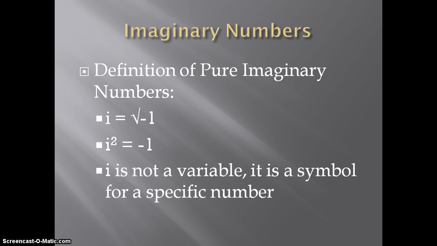Here it's important to remember that i is not a variable, it is a symbol for a specific number. Kind of relate to it where you say pi. Pi is a specific number, a specific value. Same thing goes for i. It's not a variable, and it doesn't change.